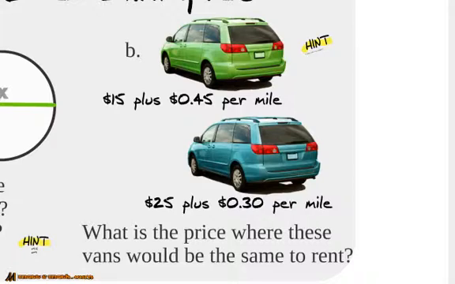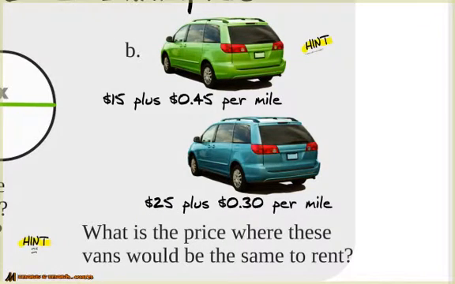All right, well, here is an example of how we can use it in the real world, of maybe the price it would be to rent a specific van. Well, this van is $15 a day plus 45 cents per mile, whereas this van is $25 plus 30 cents a mile. When would these vans be the same to rent? After how many miles would you have to drive? Well, what you do is you write an equation for this guy, write an equation for this guy, and then you solve it. You set them equal to each other.